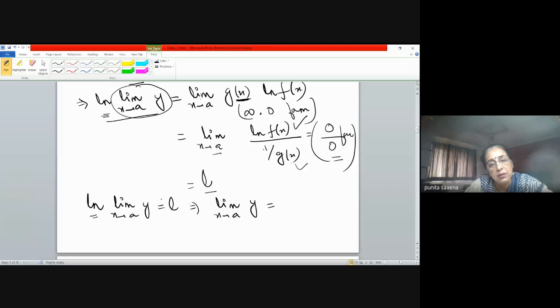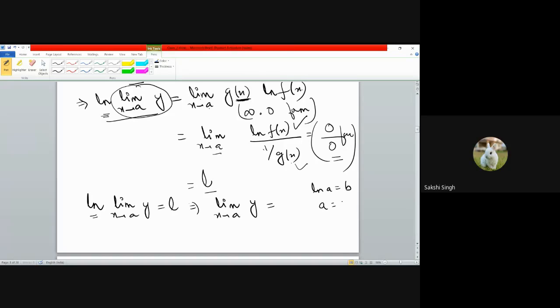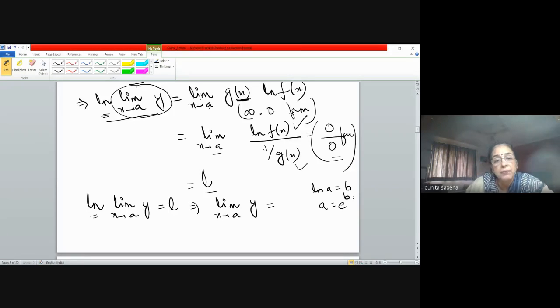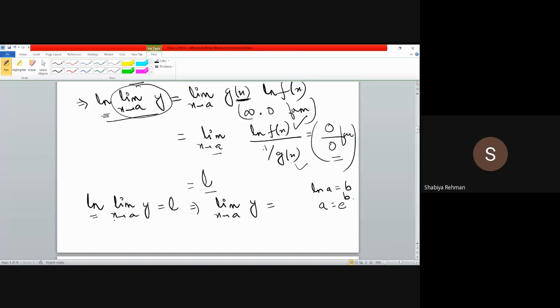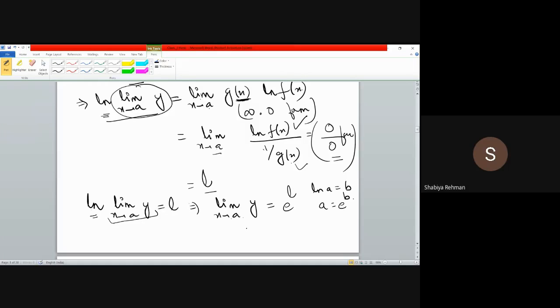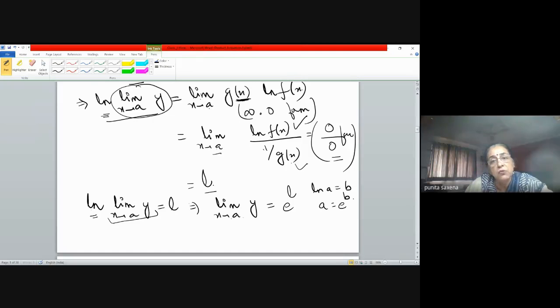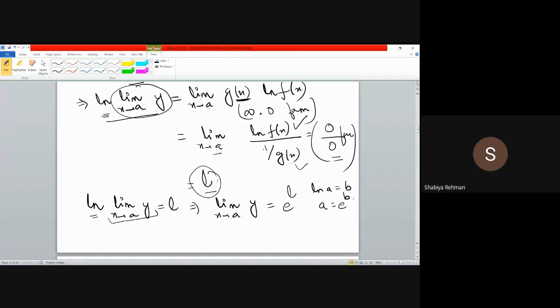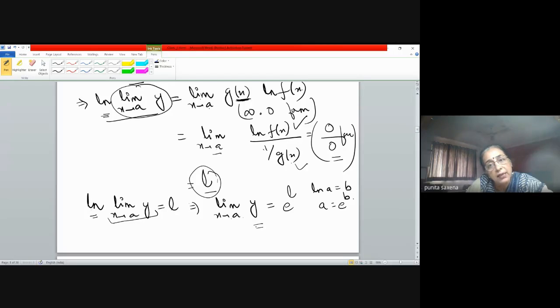If I say natural log of a is b, what does it mean? What is a equal to? e to the power b. Okay, so it's like that only. Log of limit x approaching a, y is L. So that means limit x approaching a, y will be e to the power L. So whatever is your L, e to the power of that will be the limit of y.